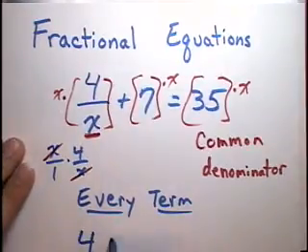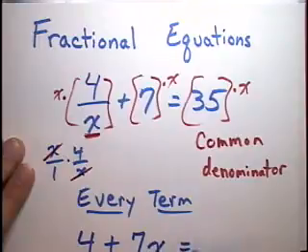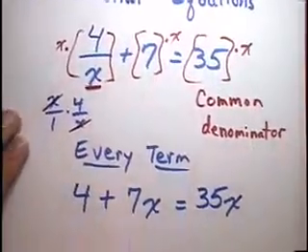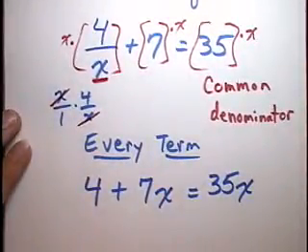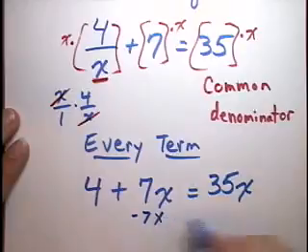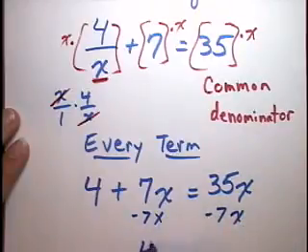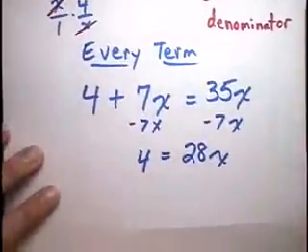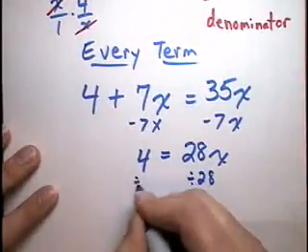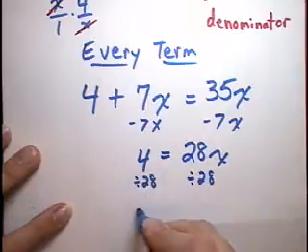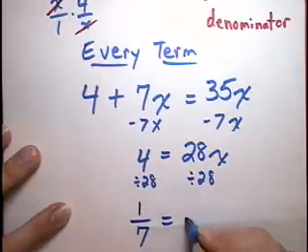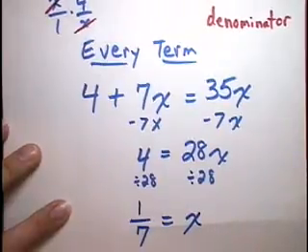When I multiply the 7 times x, I get 7x. And when I multiply the 35 times x, I get 35x. So I've taken an equation that had a fraction, and now I've ended up with an equation with no fraction that can be solved. I subtract 7x. I get 4 equals 28x. I divide by that 28. 4 over 28 is the same as 1 over 7 when it's reduced. 1 over 7 is my answer.